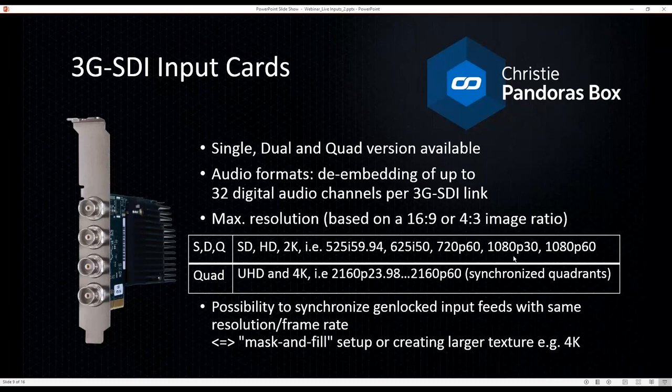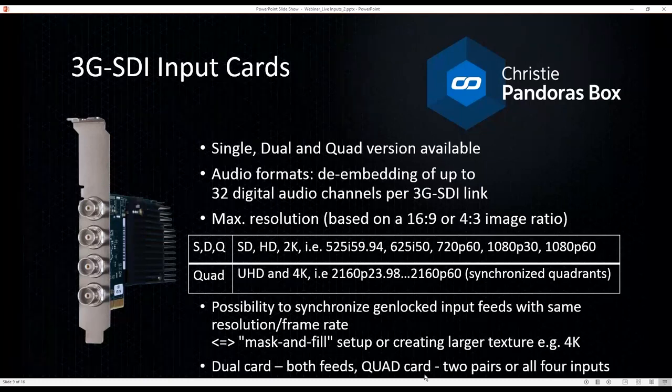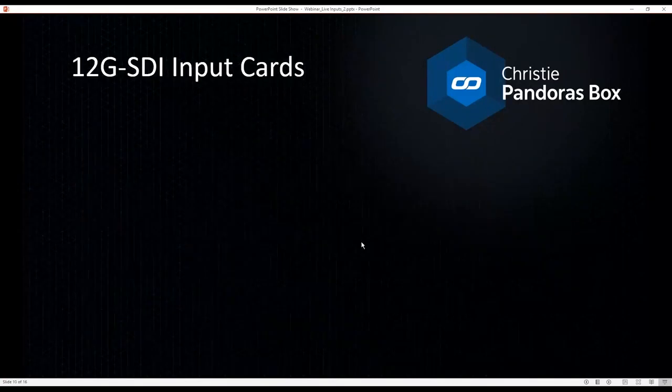Oh, sorry, I've forgotten one piece of information about the synchronization for the dual card. You can of course synchronize both feeds because there are only 2. And for the quad card, you have two options. Either you synchronize the first and the second, plus the third and the fourth, so you have two pairs, or you synchronize all of them to create this one texture. So these are your options. But now finally, we'll get over to the 12G card.